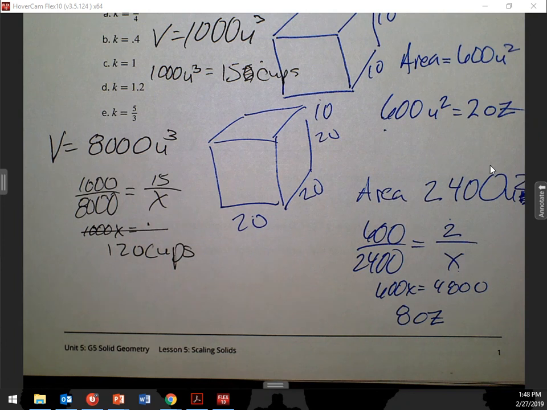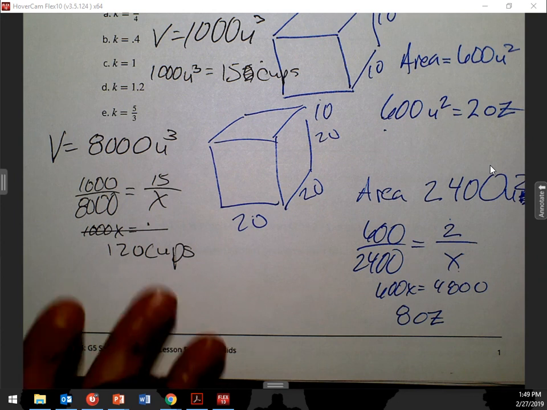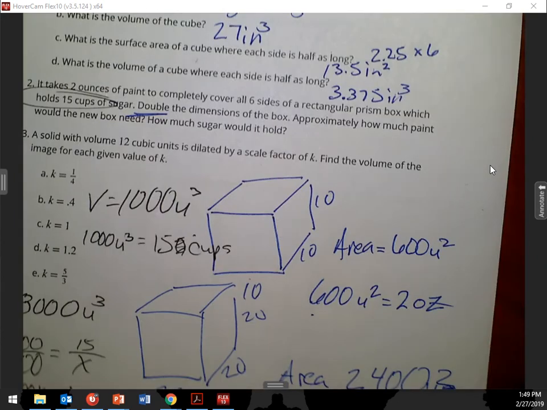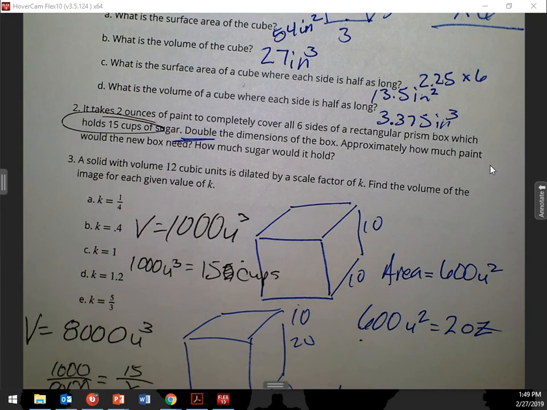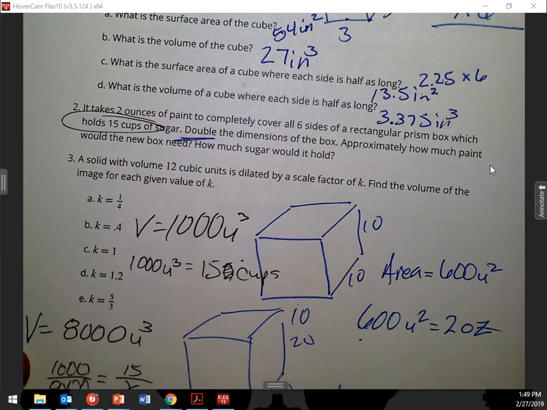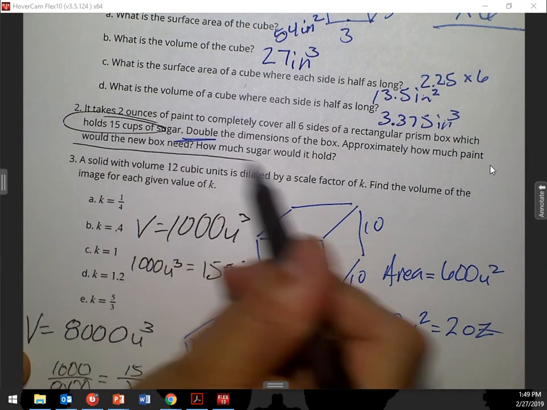No, 120, because it's going to be 15 times 8,000. There's not a D. It's not a multiplication. We're doing problem 2. Oh. Yeah, you weren't really paying attention right there, so I just left you behind. Yep, it's going to be 120 cups. So, pay close attention. All this work right here is for this problem right here.